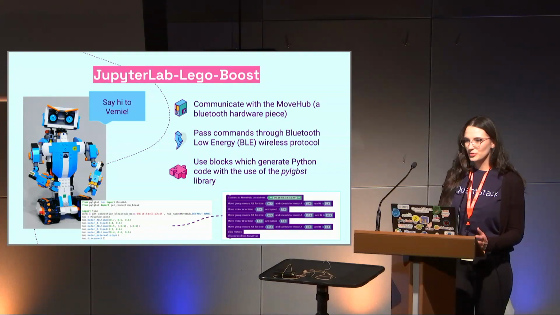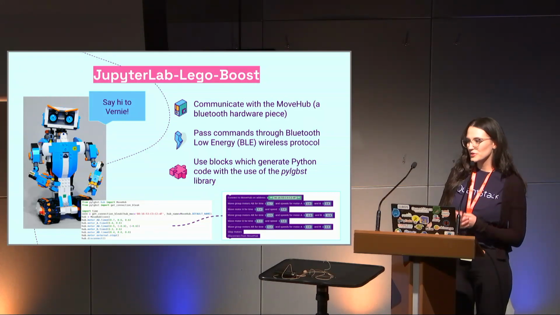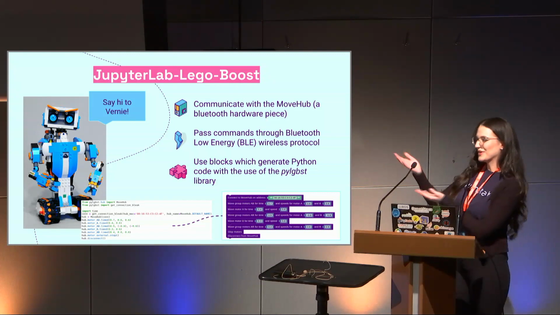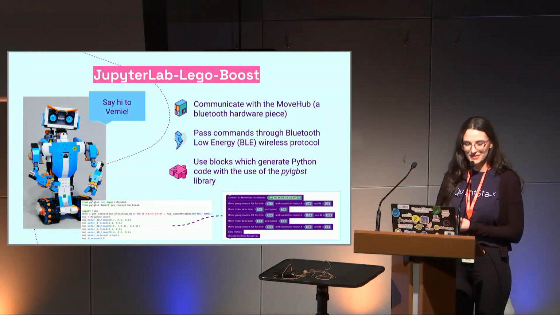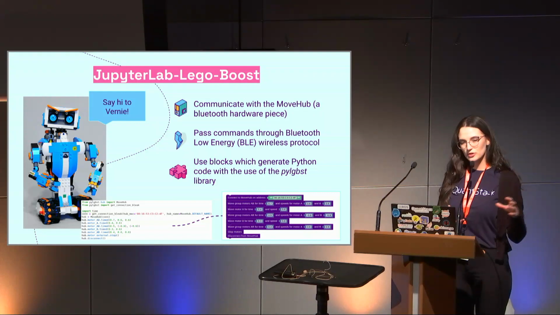The Lego Robotics extension is based on the Lego Robotics set, where with the same blocks you can create 5 different types of robot. The one we have used the most is Vernie, and you can also see him on the table, as Carlos mentioned. The main idea behind it is that you create a communication with the Move Hub, which is just a Bluetooth hardware piece, and in particular, it's the torso of the robot itself.